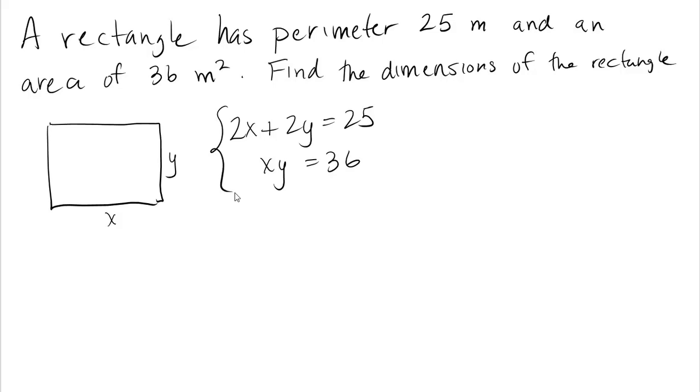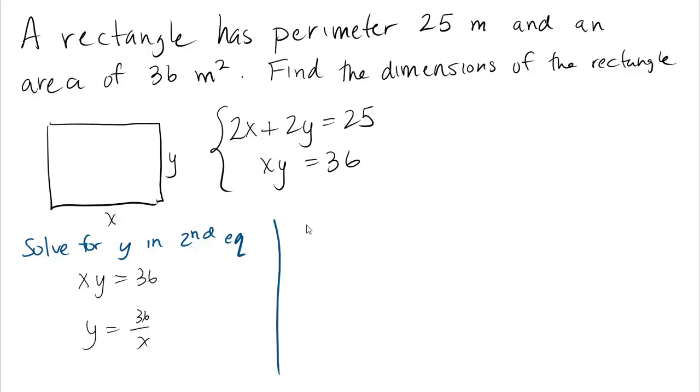You'll notice that we don't have a straightforward substitution. We could either solve for x or y in the first equation, that would be pretty straightforward, or we could solve for x or y in the second equation, and I'm going to do that just because it looks a little bit different. We haven't seen anything like this. So just to be a little different, I'm going to solve for y in the second equation. I know that x times y equals 36, so if I solve for y, I would divide by x and get 36 over x. Now I make my substitution. I'm going to replace y with 36 over x in the first equation.